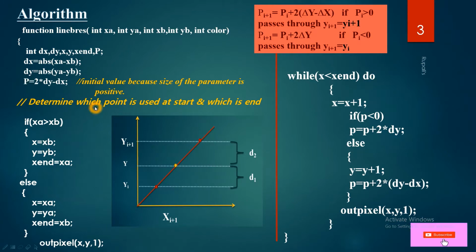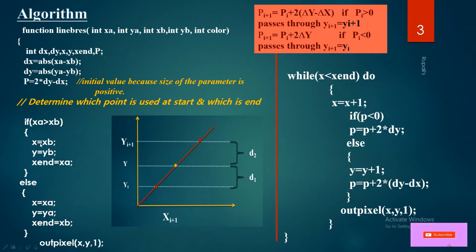Now you have to select which one is the starting pixel and which one is the ending pixel. If the value of xb is less than xa, then xb is the starting pixel, otherwise xa is the starting pixel. Here xb is less, so the starting pixel is x equals xb and y equals yb, and the ending pixel is xa. Otherwise, the starting pixel is xa, ya and the ending pixel is xb.